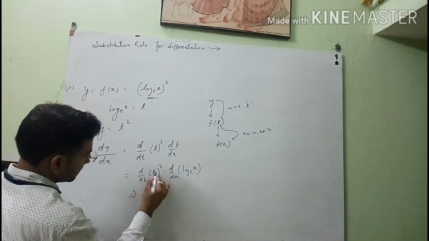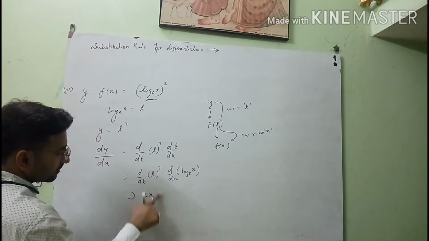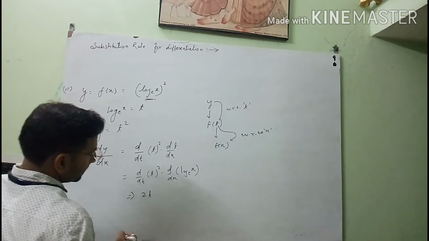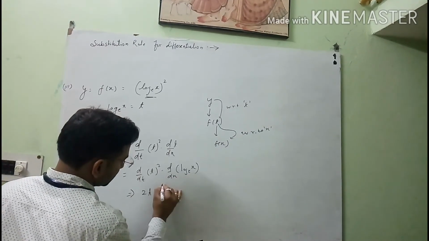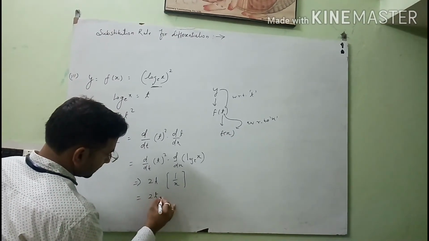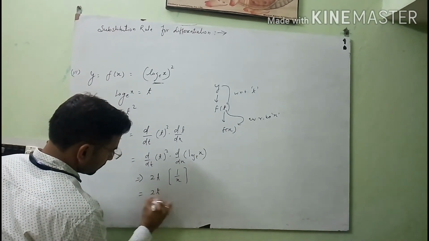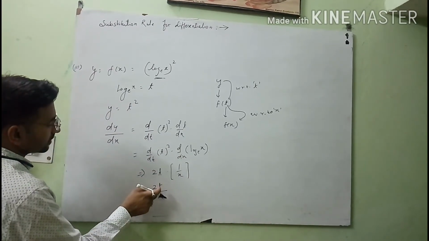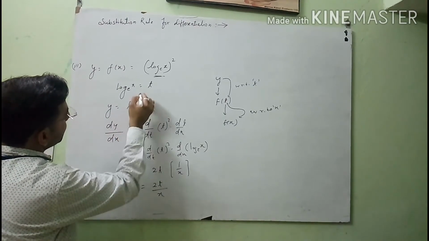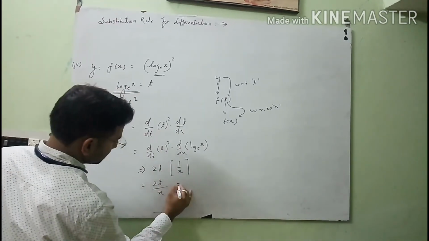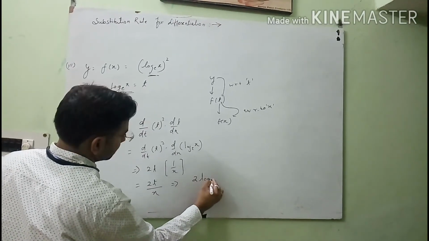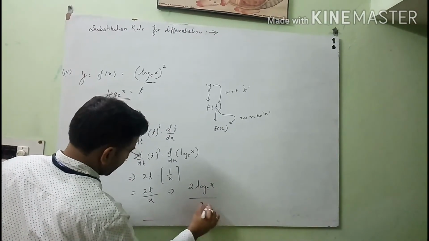So what you will get: d upon dt of t square, you know by formula, is equal to 2t into d upon dx of log x, and you know that it is equal to 1 over x. So the result is 2t over x. Now at last we can substitute the value of t. What is the value of t here? See, the value of t here is log x. So you can write 2 log x over x.